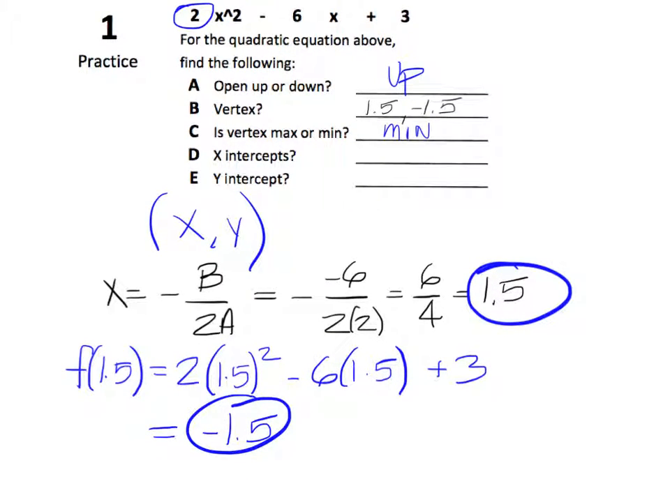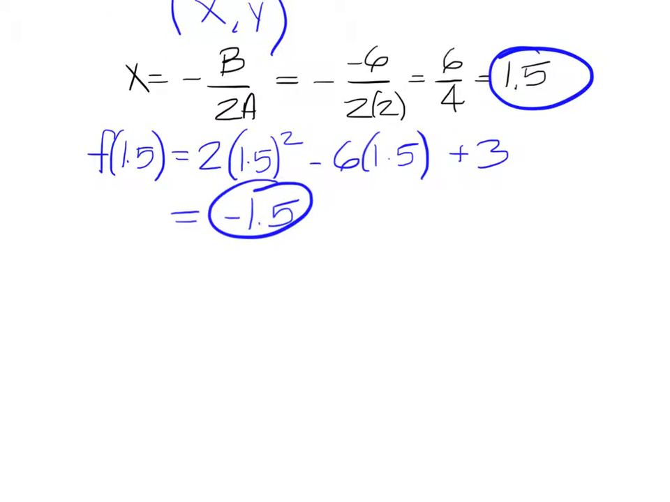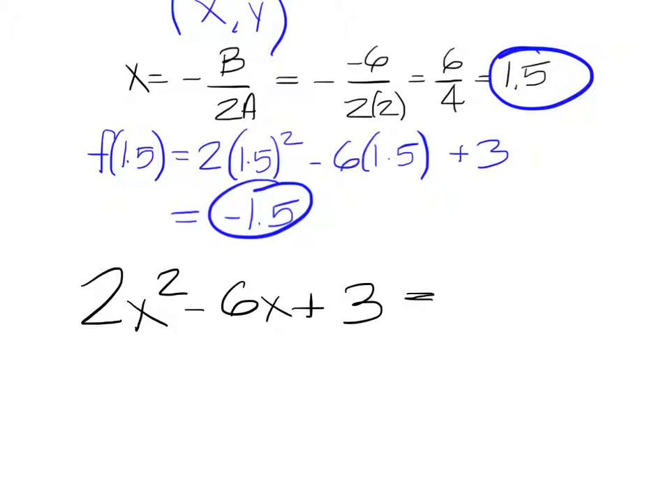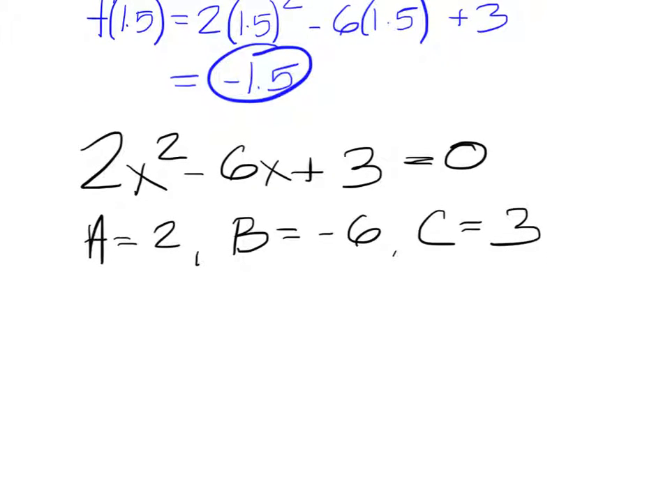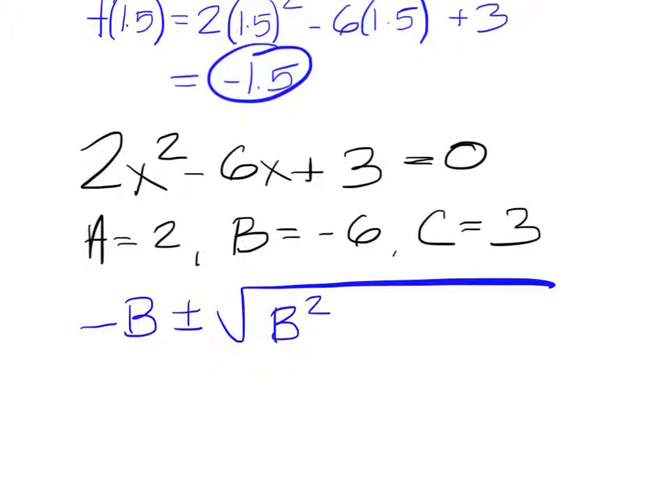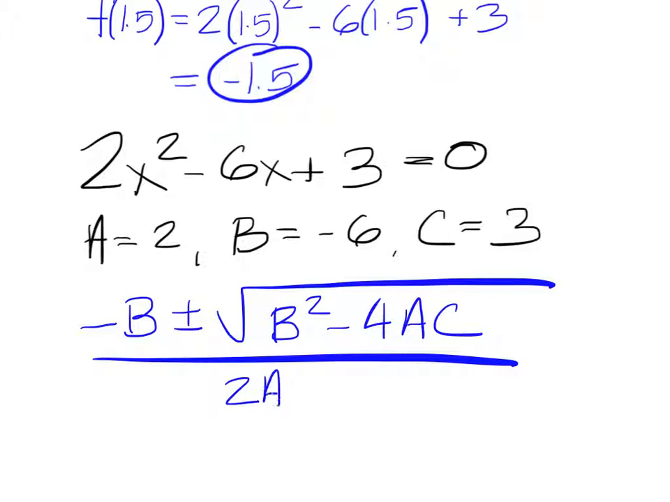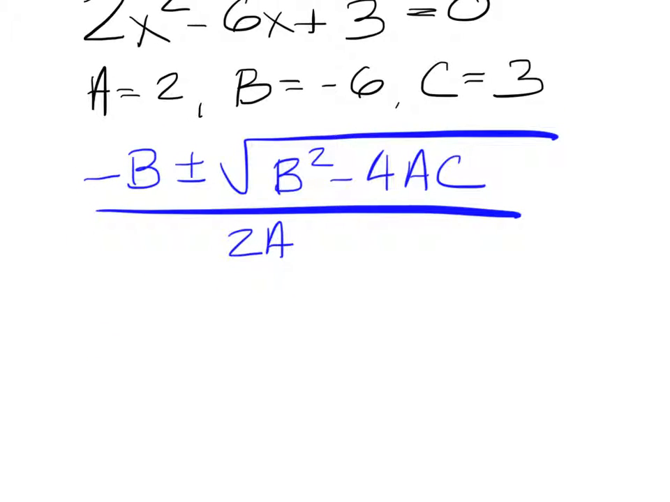You'll get two values. 2x squared minus 6x plus 3. And you can set that equal to 0 to make it an equation. A is 2. B is negative 6, C is 3. So negative b plus or minus the square root of b squared minus 4ac over 2 times a. And plug in the values that you have.